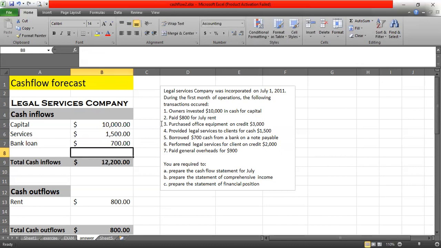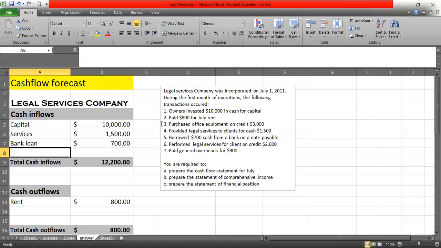Number 6, performed legal services for client on credit, $2,000. This transaction is similar to transaction number 4, providing a legal service. But this time, the legal services the company is providing for the client are on credit. It means that the client has not paid yet, so it will be paid maybe in later months. Therefore, no entry will be put into the cash inflows.